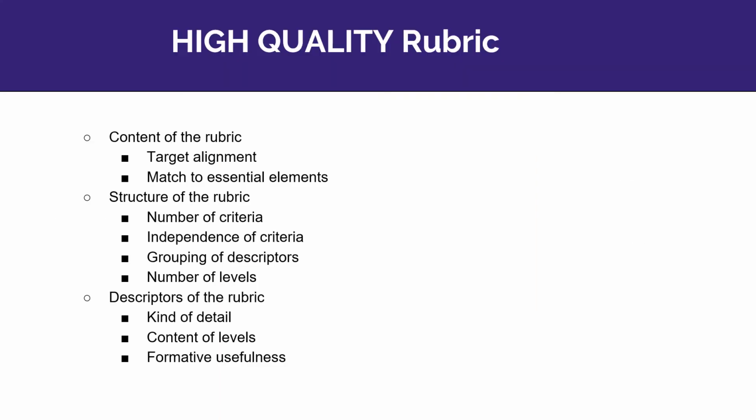What makes a high-quality rubric? The first point is the content of the rubric. With this comes target alignment, which blends with the task to define the learning target. The content is also better when you match essential elements. This means everything of importance is included and the unimportant is left out. Secondly, we have the structure of the rubric. We must set up our rubrics so that they have the 4 essential points.